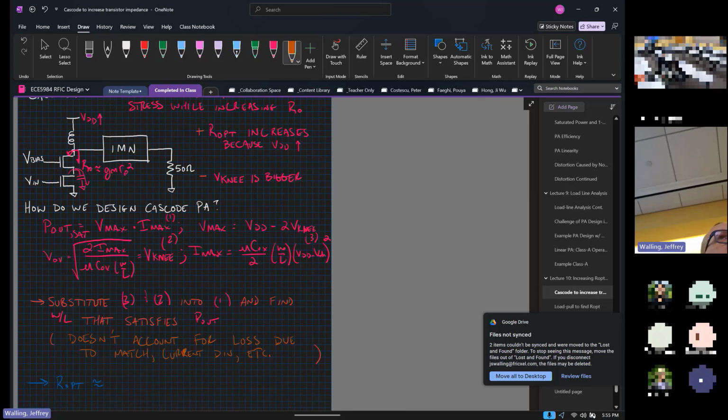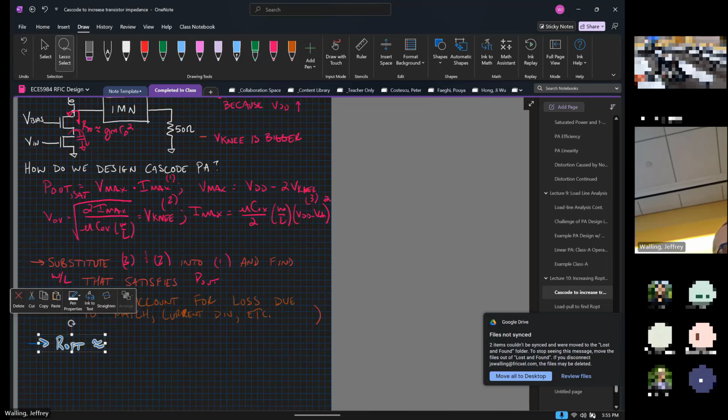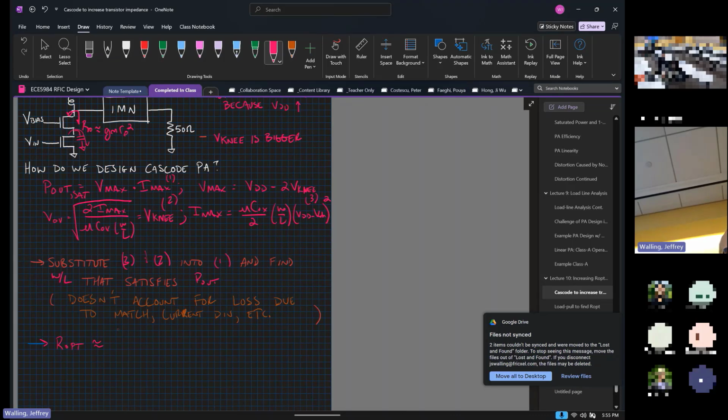The model for the transistor is a lot more complicated than the model that we're using, our hybrid pi model, in order to make these calculations. And then we also know what our R-opt needs to be. Our R-opt to a first order is V max over I max.